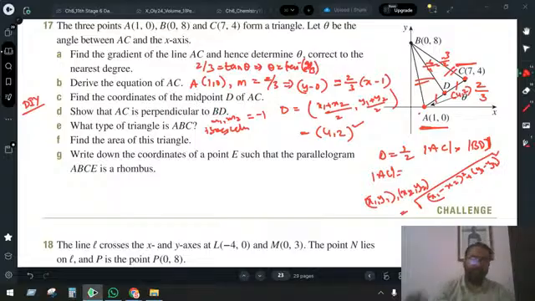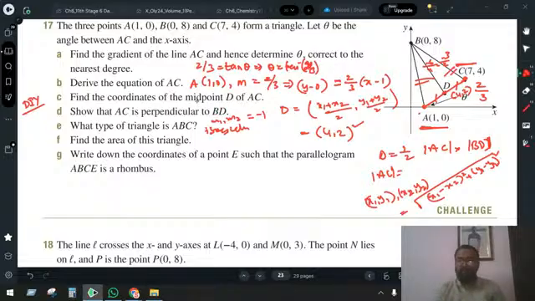Okay, so that's the main equation. You have to find the length AC, then the length BD. You got point D. So BD is the height, AC is the base. So 1 by 2 base into height, then simplify, you will get the answer.